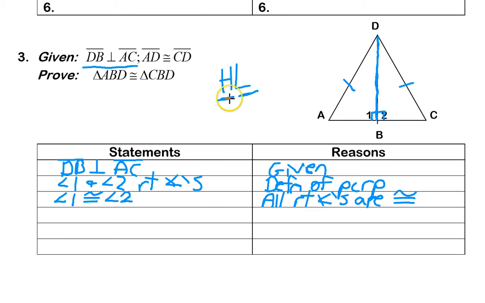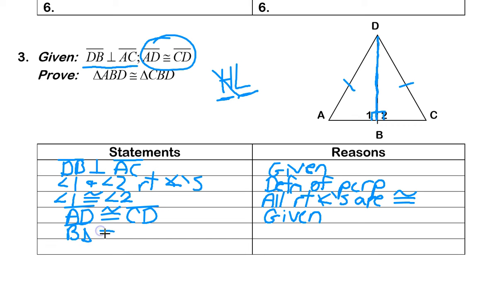Let's go ahead and do the H. Let's say AD, that's our hypotenuse, is congruent to CD. AD congruent to CD. And that reasoning was our given statement. Okay, so that takes care of our H, and then we can say that BD is congruent to itself. This is so hard to write on right now. BD congruent to itself, BD, and that is the reflexive property.